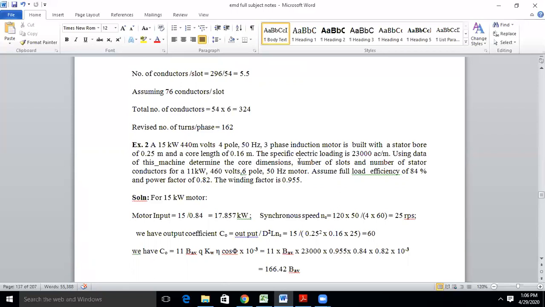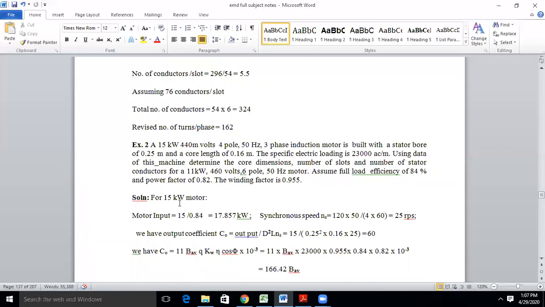Number of slots and number of stator conductors for an 11 kilowatt, 460 volt, 6 pole, 50 hertz motor. Assume full load efficiency of 84% and power factor of 0.82, and the winding factor kW is 0.955. So now we need to calculate the main core dimensions of this particular motor, having 11 kilowatt, by using this.